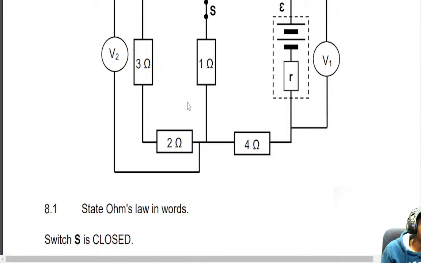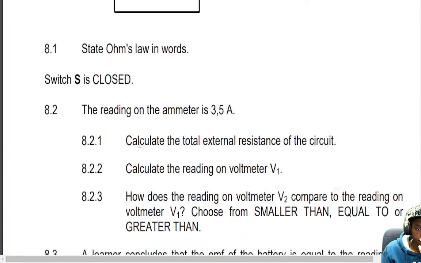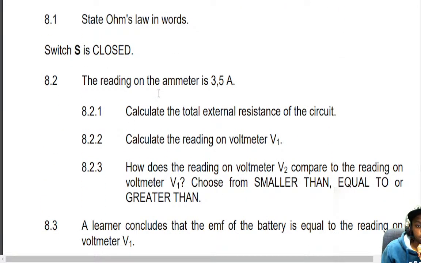You should remember that it's external because we have an internal resistance. If we didn't have an internal resistance, the 4 ohm, 2 ohm, 1 ohm, and 3 ohm would be the total resistance of the circuit. Now, V1 is measuring the EMF, which is the voltage across the battery. Question 8.2.1 says calculate the total external resistance of the circuit.